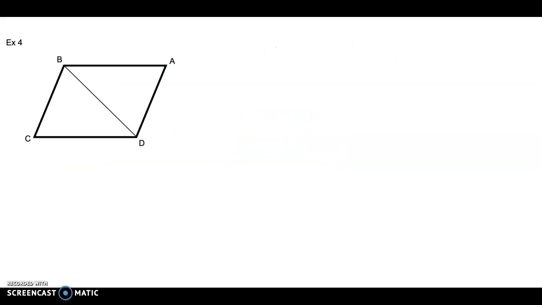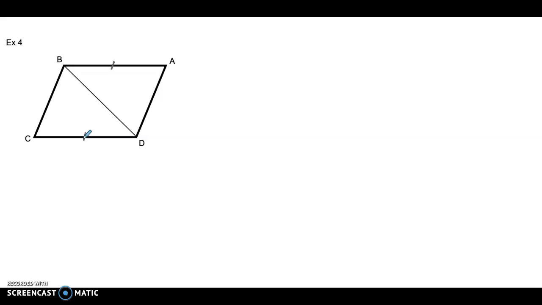All right, example 4 is a proof. So, what you are trying to prove in this one is that these 2 triangles, this triangle CDB and this top triangle ABD, those 2 triangles are congruent. And all you're given is that this whole thing, ABCD, is a parallelogram. There are lots of ways to do this proof. The way that's already started in your notes is going with opposite sides congruent. So it says side AB is congruent to side CD. The reasoning is just it's a property of a parallelogram.